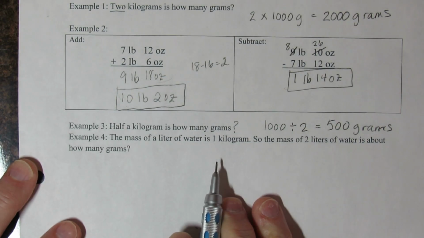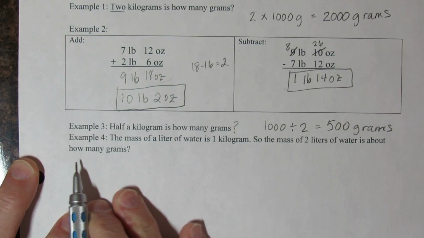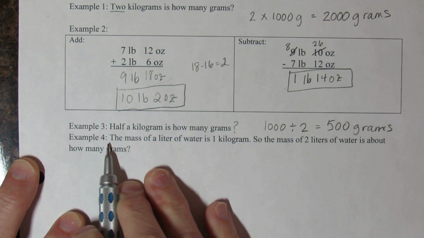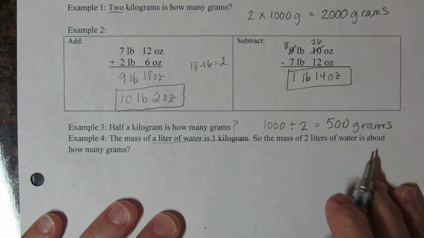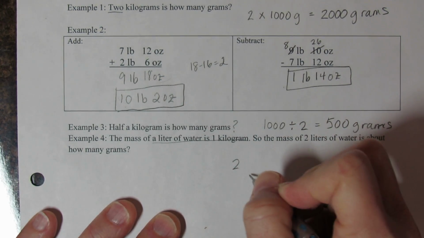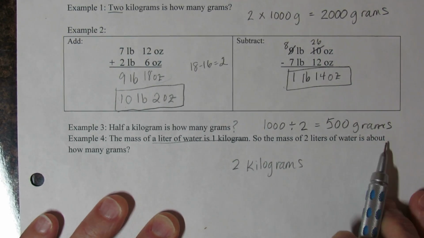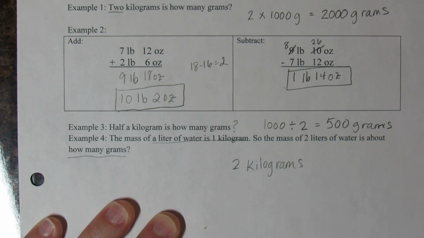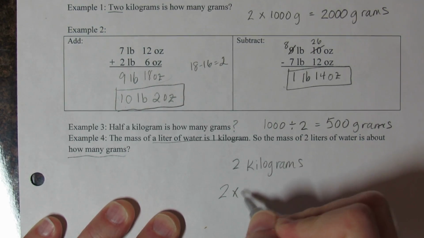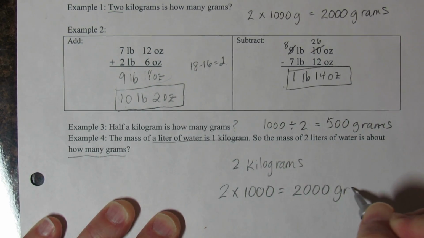The mass of a liter of water is 1 kilogram. So the mass of 2 liters of water is about how many grams? The mass of a liter is about 1 kilogram, so 2 liters is going to be 2 kilograms. And we know they're asking how many grams that is. There are 1,000 grams in every kilogram, so 2 times 1,000 is 2,000 grams.